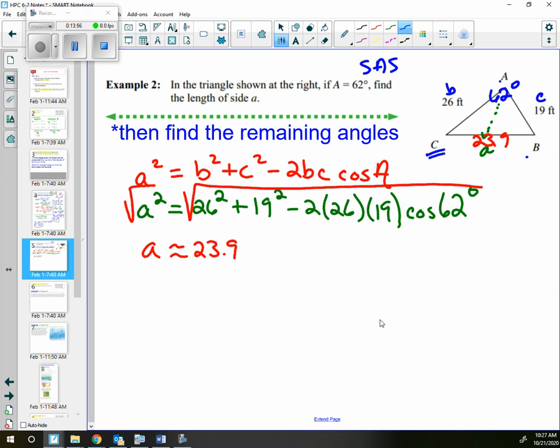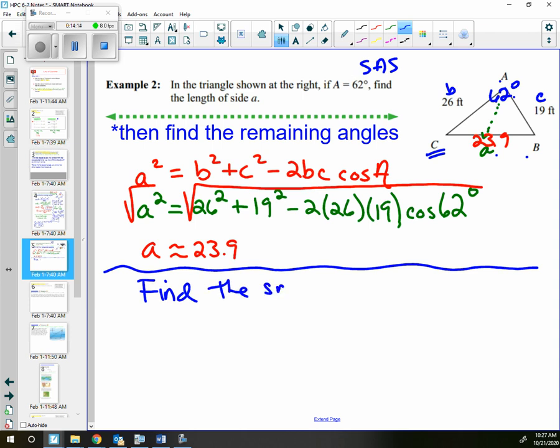But once again, do I have to use law of cosines? Well, no, because now I know everything about A, right? I have side A and angle A. So to find that second piece of the triangle, I can use law of sines. So we're going to find an angle. I'm going to say find the smallest angle, or the smaller of the two angles. We're going to use law of sines, because I know everything about one side and this angle opposite. So just like the last one, I only have to use law of cosines once.